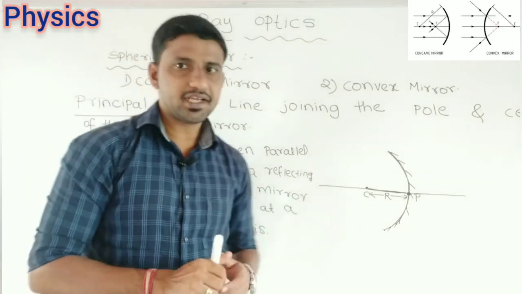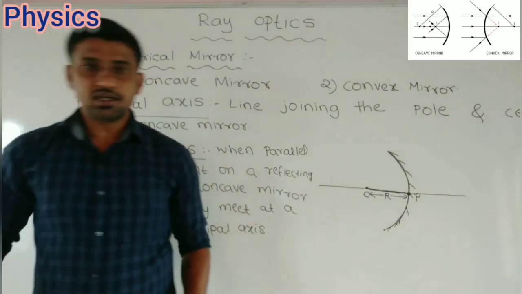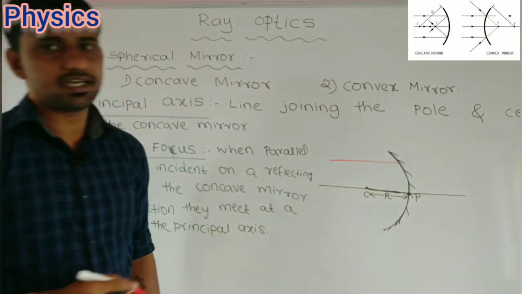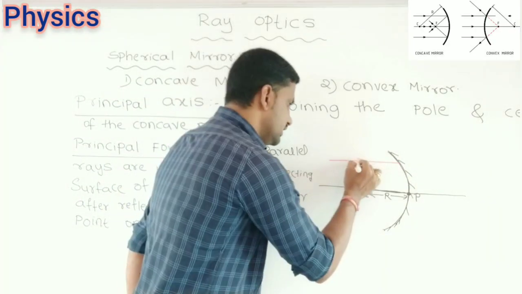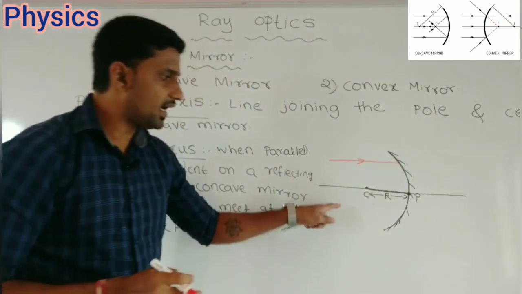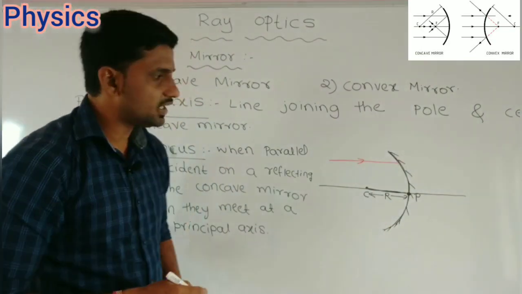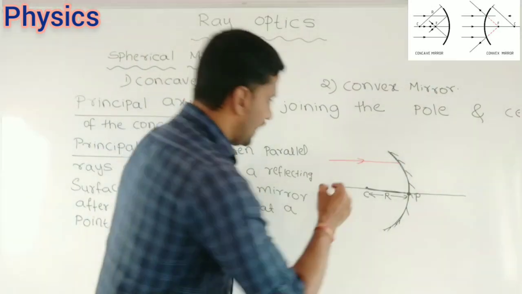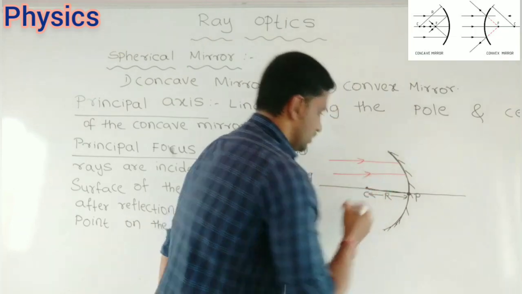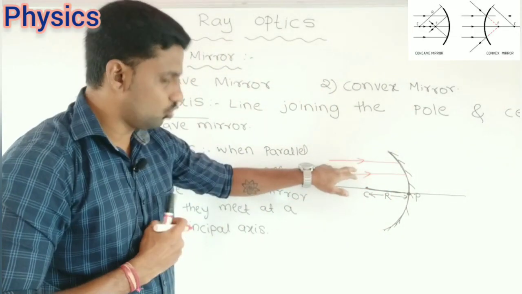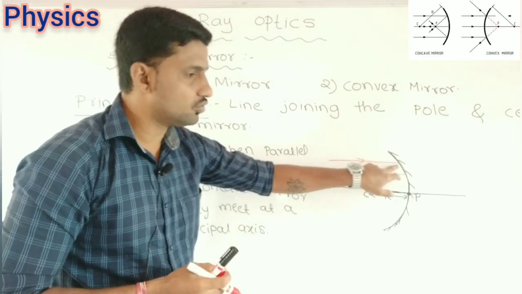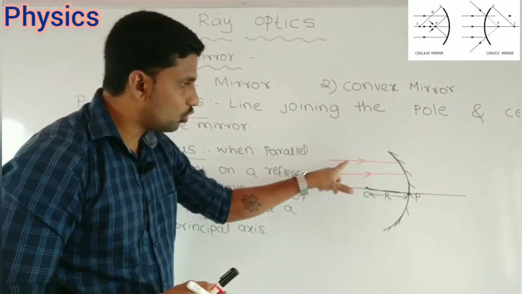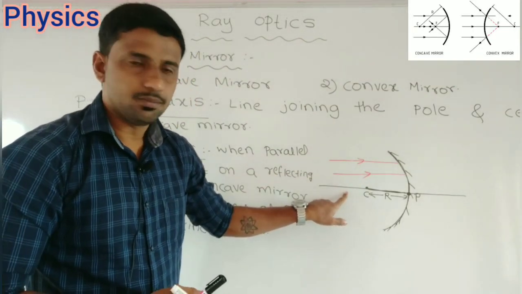Now let us see what is the meaning of a principal focus. See here, I am going to incident rays of light. Those are paraxial rays. Paraxial rays means, see here, these rays are exactly parallel to the principal axis. Then that kind of incident rays are called paraxial rays or parallel rays. And all these rays are parallel to each other. So here I am considering two rays of light incident on the reflecting surface of the concave mirror, and both the rays are parallel to each other, and both the rays are also parallel to the principal axis.